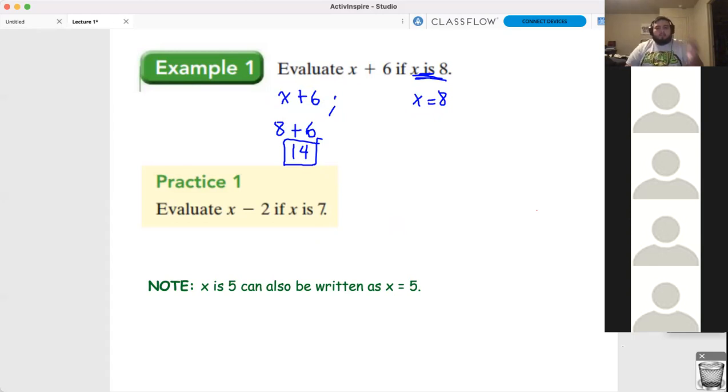So go ahead and try practice 1 by yourself. Evaluate x minus 2 if x is equal to 7. Now after you do the practice problem, please write this note in your notebook. x is 5 can also be written as x equals 5. I'm gonna give you guys a minute and a half to do this practice problem and to write the note. Good luck, everyone.